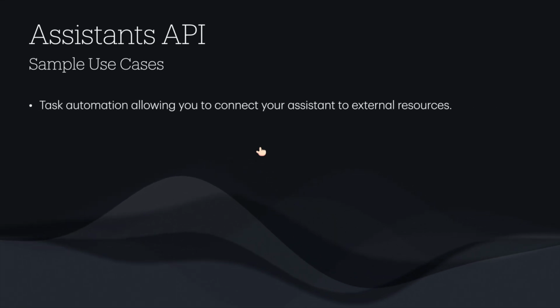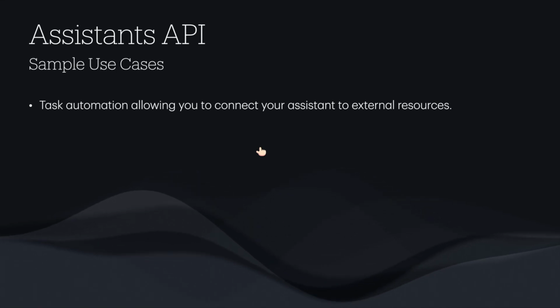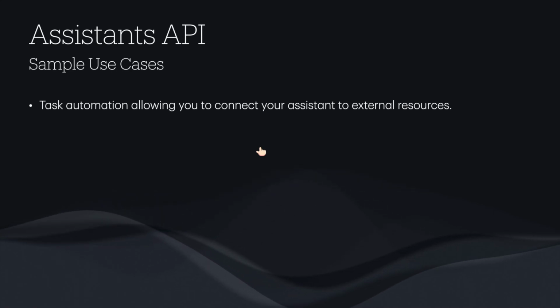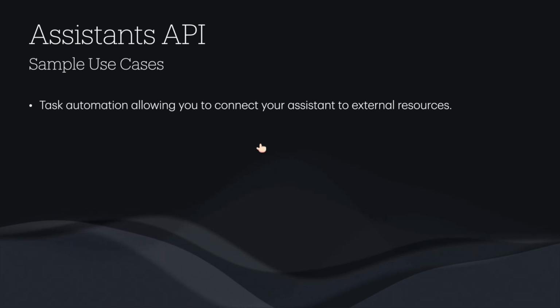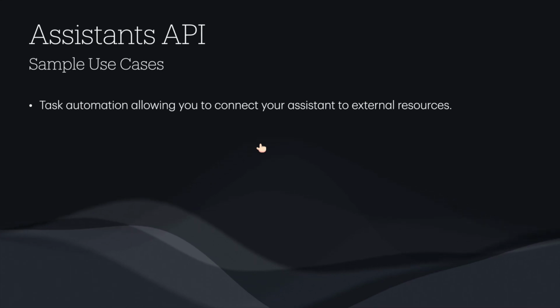So the Assistance API is great for building out complex workflows that require you to access external resources like a database or a REST API. Okay? That's because the tools only need to be provided to the assistant one time. You don't have to provide it with each request, much like you do with the Completions API.